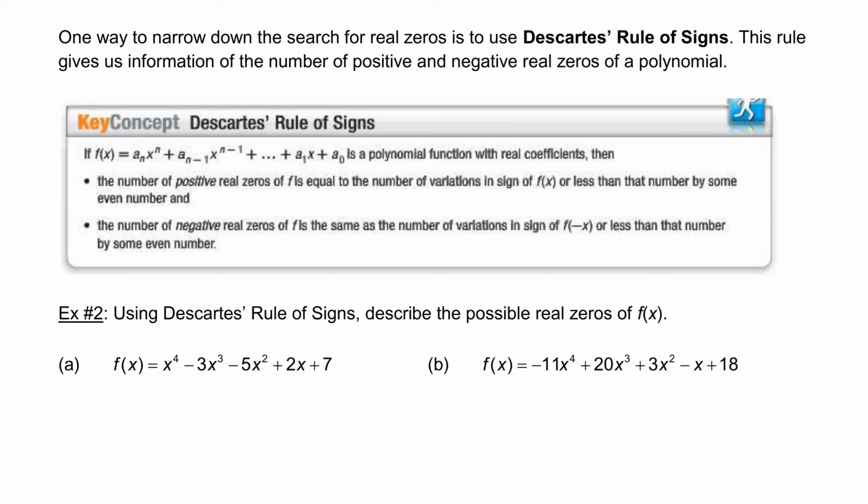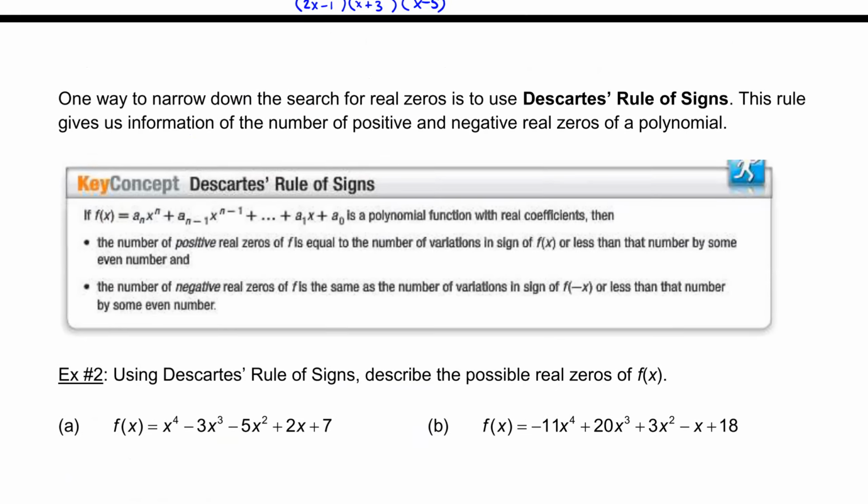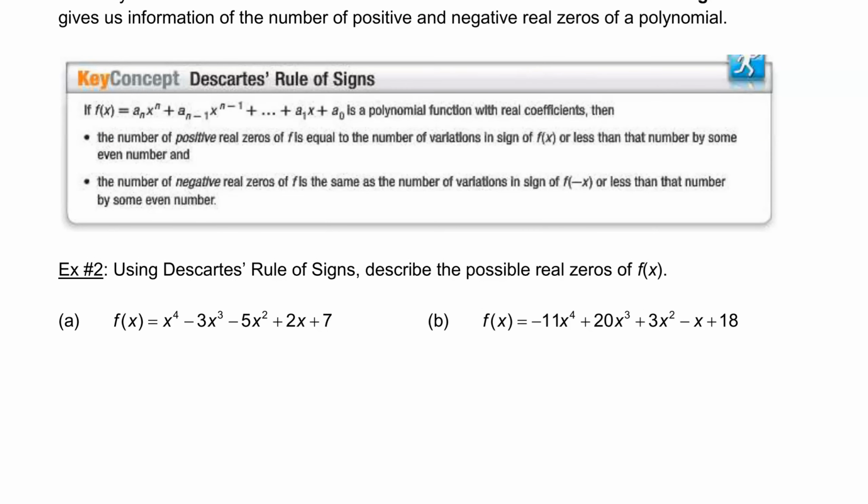Let me pause this. Ready? Descartes' rule gives us information on the number of positive and negative real zeros. With the rational zero theorem and Descartes, you can actually figure things out. If Descartes says there are no negative roots, then you can cross out all the negatives from up here. So using these two in conjunction makes factoring a little easier.